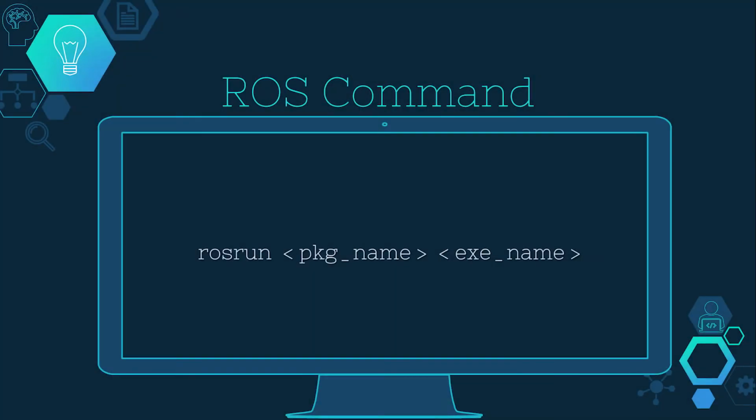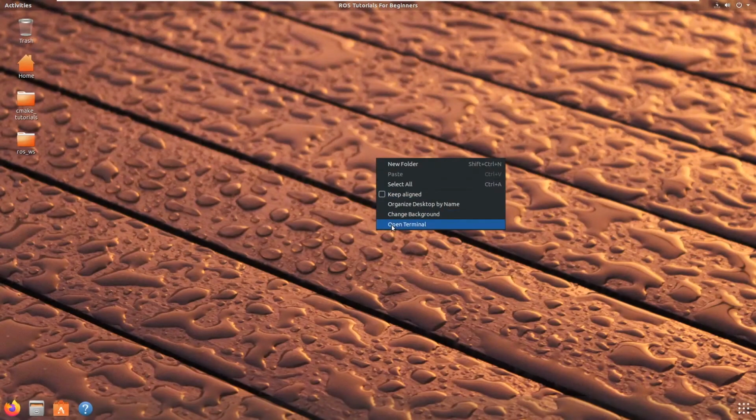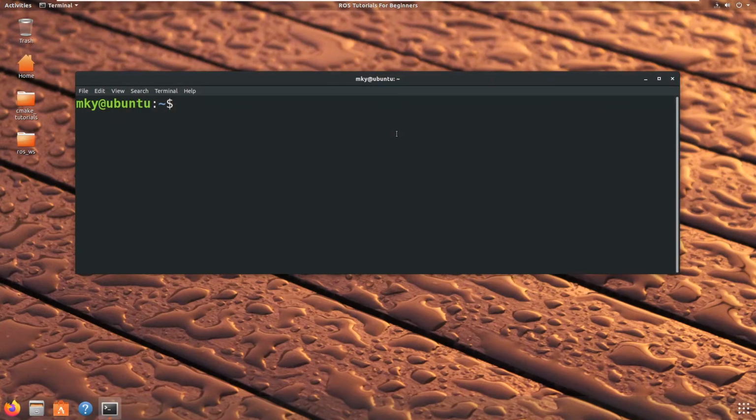In ROS, to run any executable, we use the rosrun command. This command takes two arguments. The first argument is the name of the package and the second argument is the name of the executable. In our case, the package name is myfirstp and the executables are hello_cpp and hello_py. Let us firstly run the C++ executable and see the output.